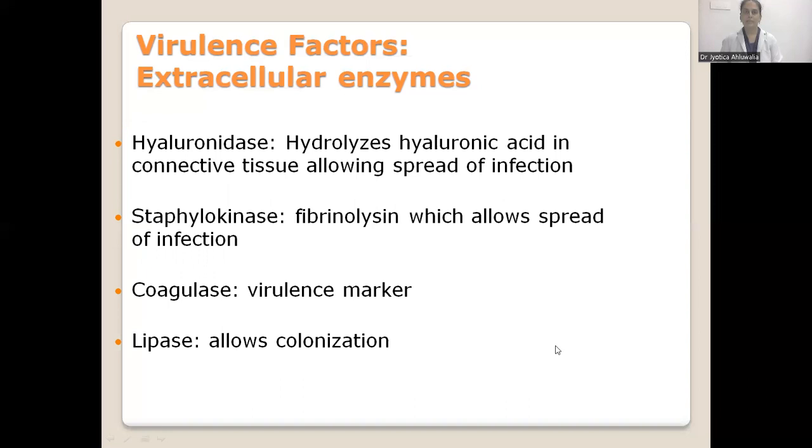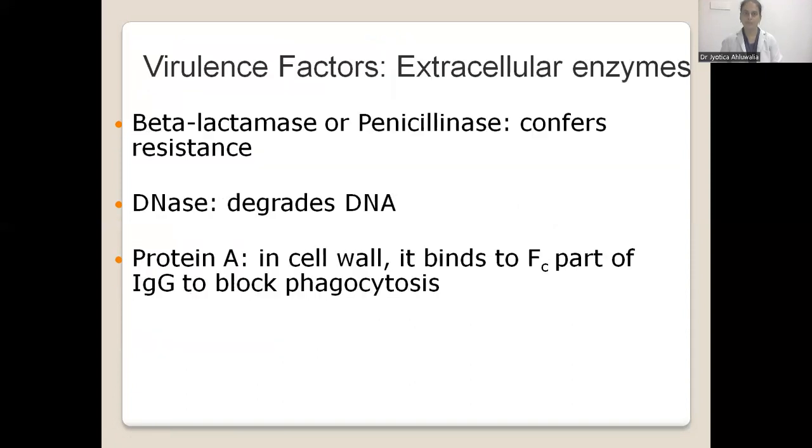The extracellular enzymes which act as virulence factors and help in the spread of infection include hyaluronidase. It hydrolyzes the hyaluronic acid in connective tissue, allowing the spread of infection. Staphylokinase and fibrinolysin also allow the spread of infection. Coagulase acts as a virulence marker, and lipase allows colonization. The beta-lactamases or penicillinase confer resistance. DNase degrades DNA, and protein A in the cell wall binds to the Fc part of IgG to block phagocytosis.